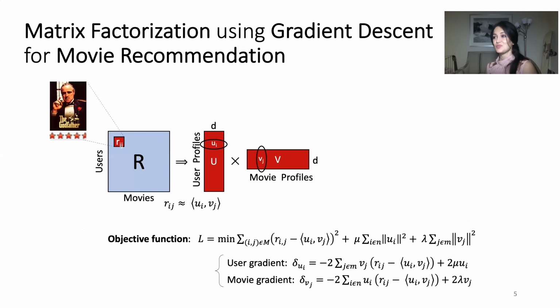For instance, in a recommendation system, imagine a rating matrix consists of rating values given by users to different movies. In order to decompose the matrix R into matrices U and V, we should minimize the objective function by computing and updating gradient values of users and movies in each iteration.